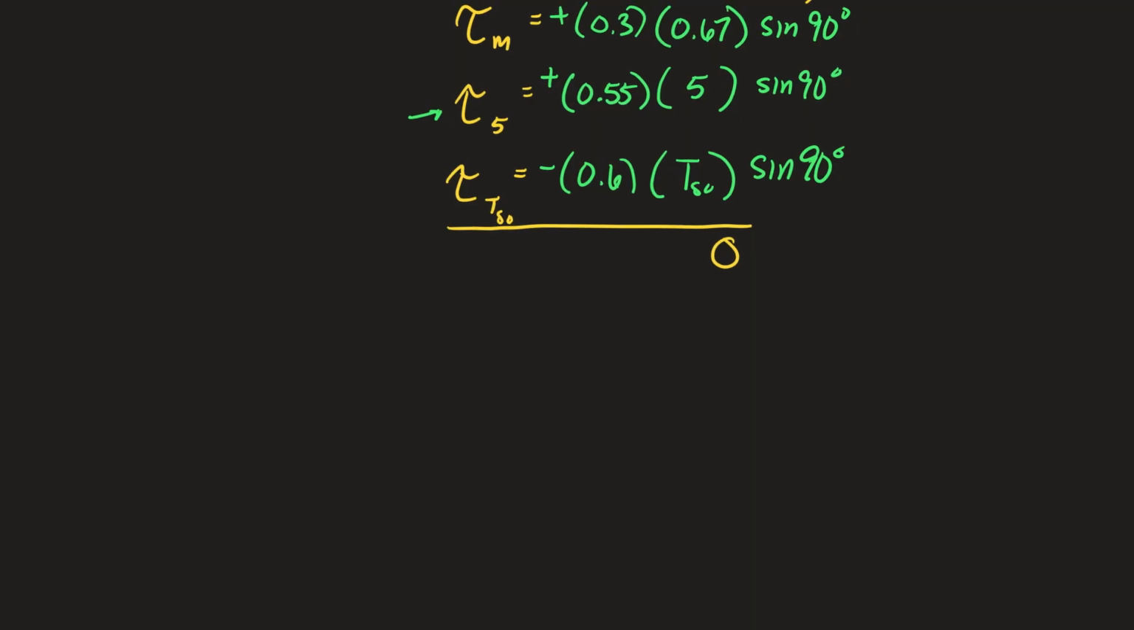Now, these have to add up to be equal to 0. So 0.3 times 0.67 gives me 0.201. And then my 0.55 times 5 is plus 2.75 minus 0.6T equals 0. Just added them all up. Now, because we eliminated one of the unknowns, this generates a relationship that has only one unknown in it, making this pretty easy to do. So all I have to do now is solve for my unknown.